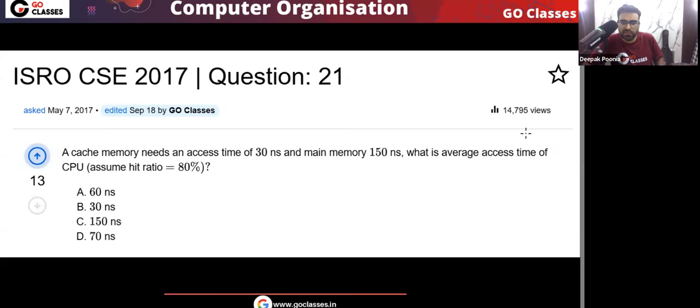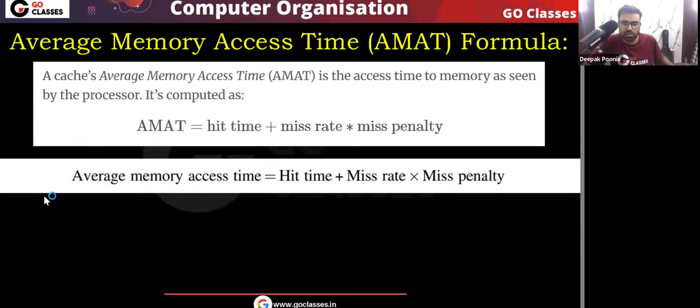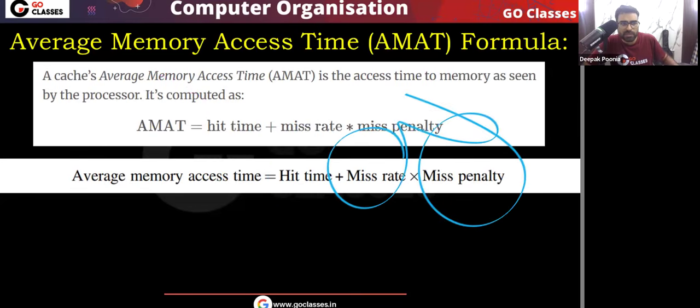Okay, so here you can see we need to find what is the average memory access time from the CPU point of view. What is the average access time? So the formula we already know, that average memory access time is equal to hit time, cache hit time, plus miss rate into miss penalty.